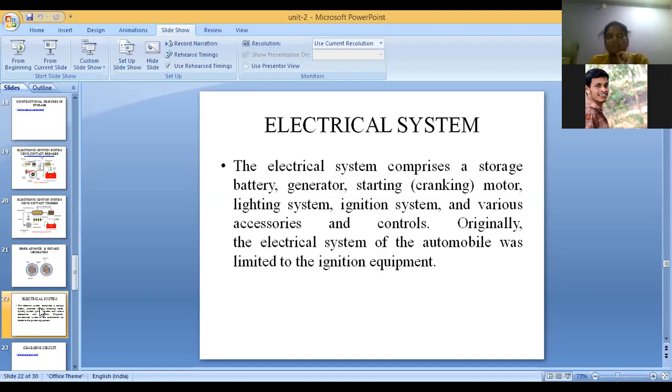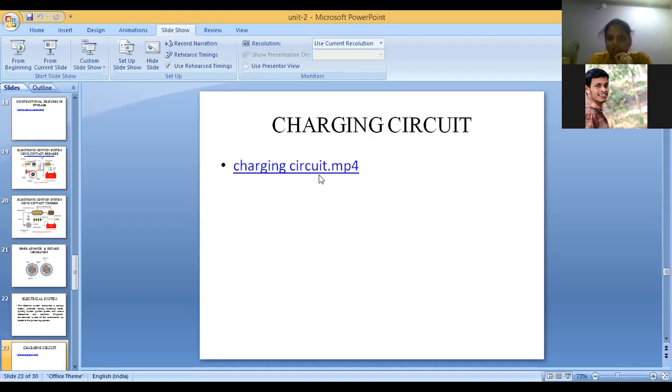Even the engine, at the beginning we start using the motor, and once the motor starts working, the engine will rotate and give back the energy to the motor, which means energy to the battery. So mostly all the components depend upon the electrical system only. So let us first see the charging circuit.